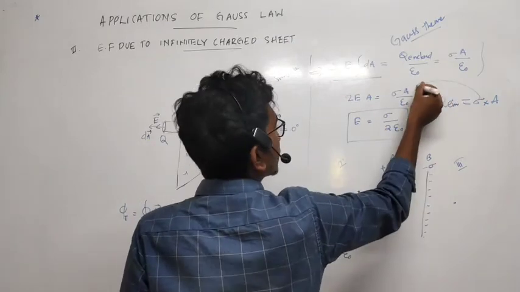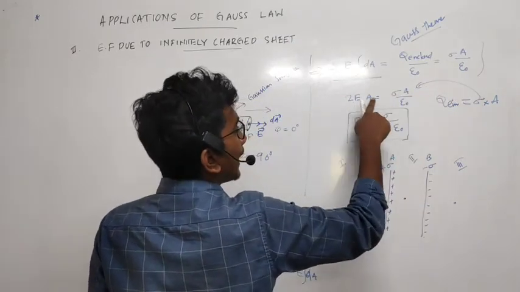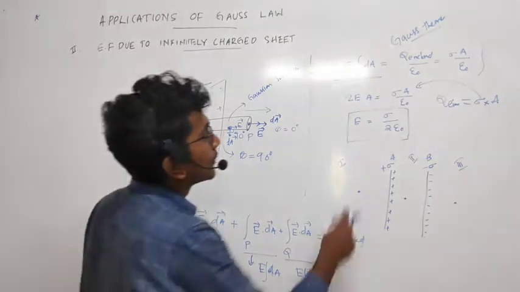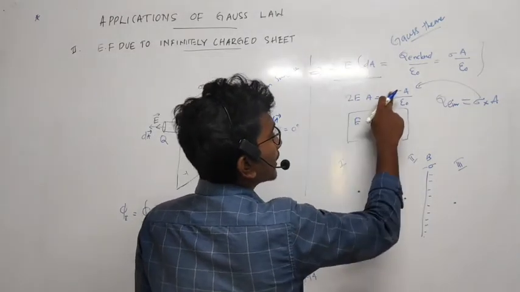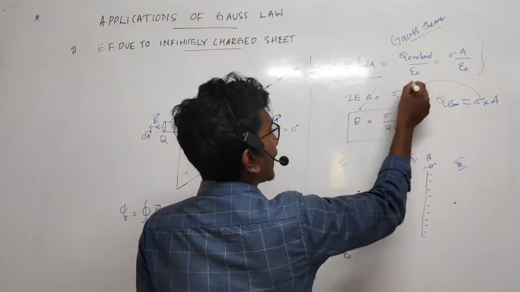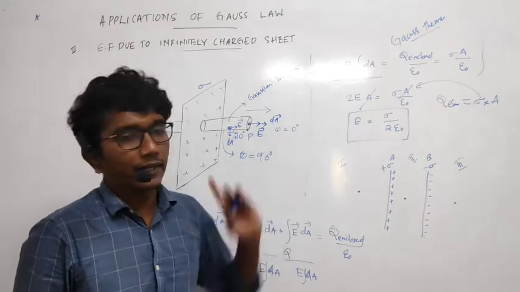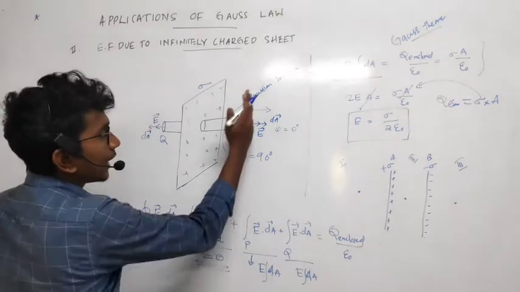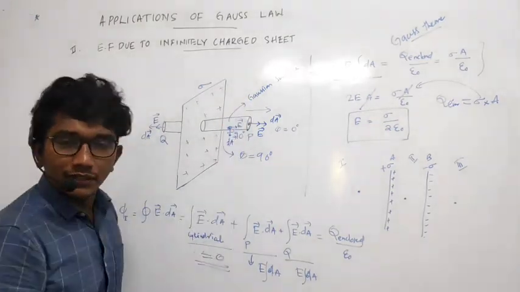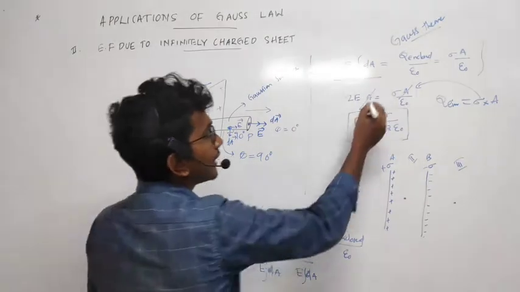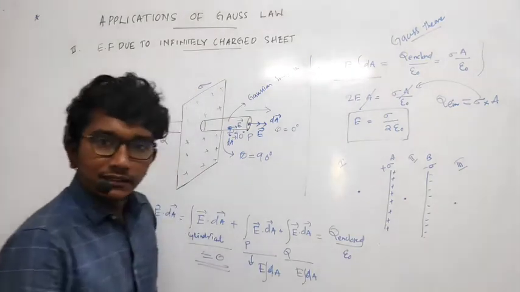So this value I have substituted here, 2EA. So integral dA, you can consider the total area A. So this is equal to sigma A divided by epsilon 0. A got cancelled. This is why I haven't given any other values to A. I could have considered the area is equal to pi r square or whatever it is, but we don't have to consider that because this A is going to cancel.